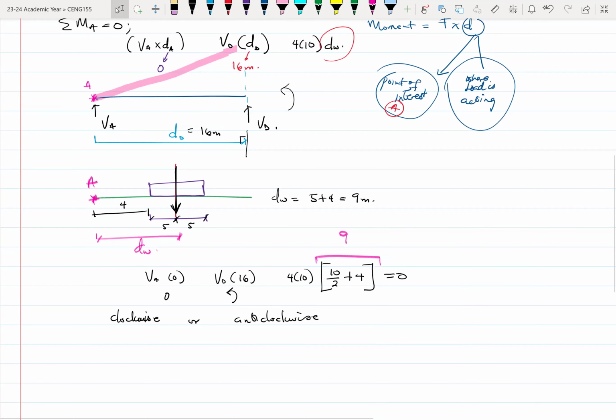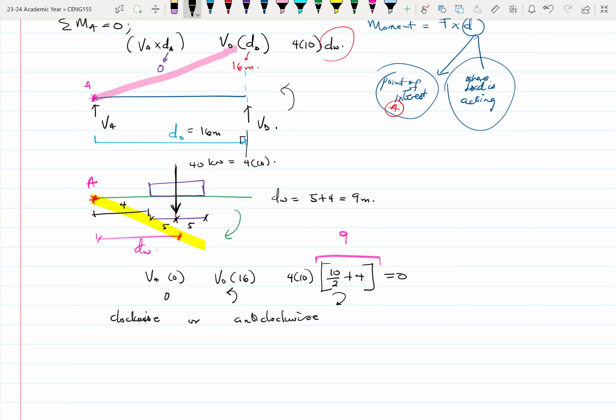Then when we come to the UDL, which gave us 40 kilonewtons, which was 4 times 10, it is acting downwards. Again, we are holding point A, which means that the beam will deflect downwards this way. That's like holding A as pivot, and that means that the beam will undergo a clockwise rotation. So this whole system here is clockwise. Great. So now you have been able to identify the directions of these loads.